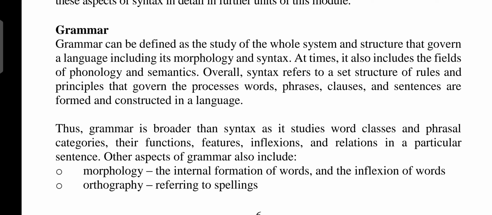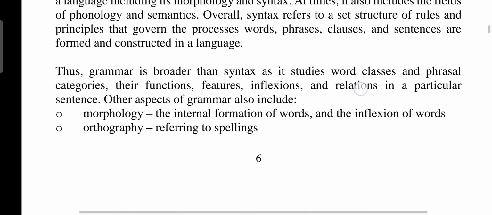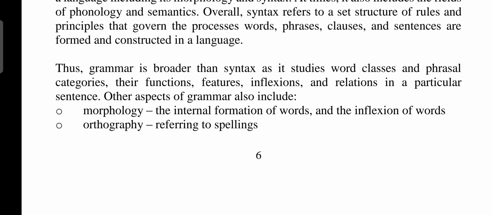Overall, grammar refers to a set of rules and principles that govern the process by which words, phrases, clauses, and sentences are formed and constructed in a language. Thus, grammar is broader than syntax, as it studies word classes, phrases and phrasal categories, their functions, features, inflections, and relations in a particular sentence.